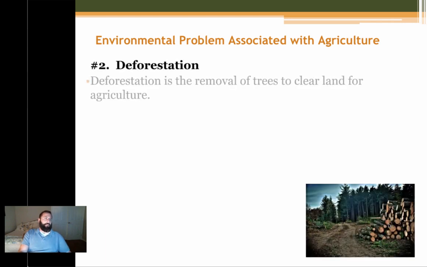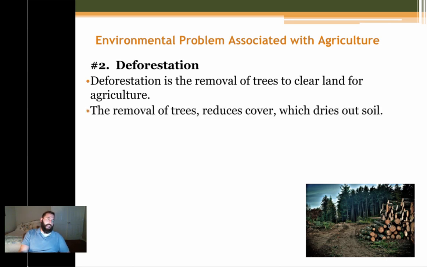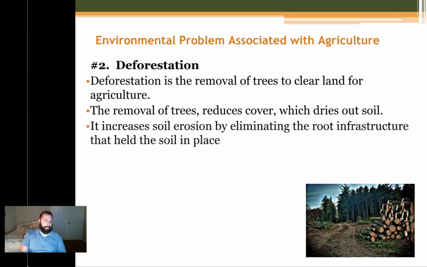Another environmental problem associated with agriculture is deforestation. This is when we remove trees to clear land for agriculture. Slash and burn could be one of these ways that we clear the land. One of the problems with this is that when we remove the trees, we're reducing the amount of shade that the trees provide, which increases the evaporation of the water out of the soil, dries it out, makes it more like a desert.